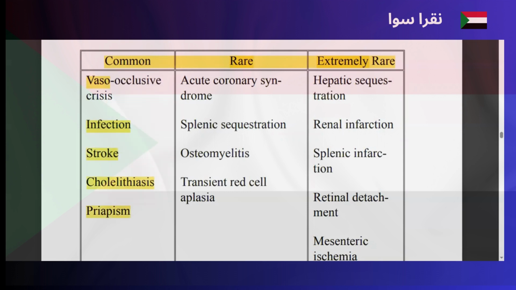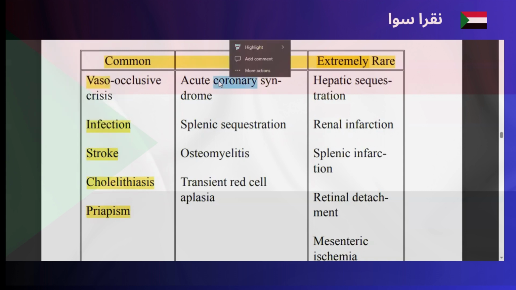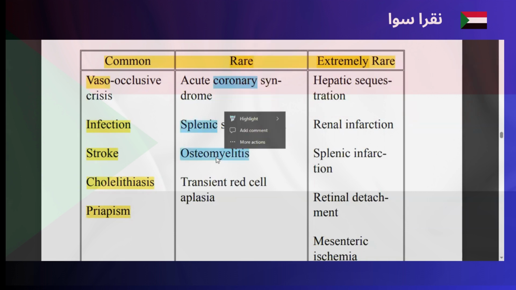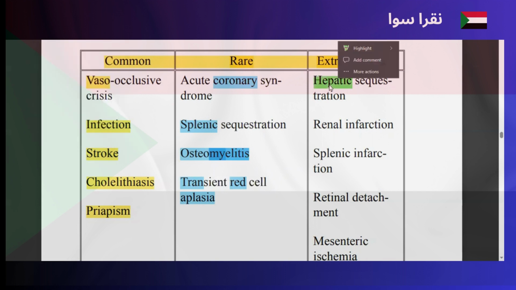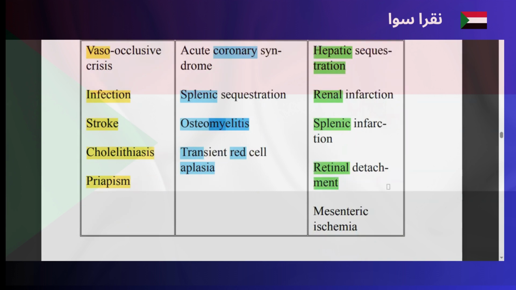The rare differential diagnosis: acute coronary syndrome, splenic sequestration, osteomyelitis, transient red cell aplasia. Extremely rare: hepatic sequestration, renal failure, splenic infarction, renal detachment, mesenteric ischemia.